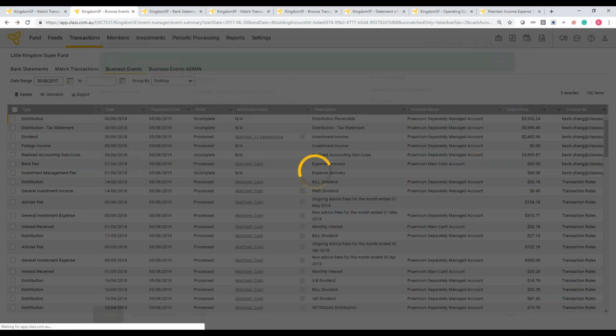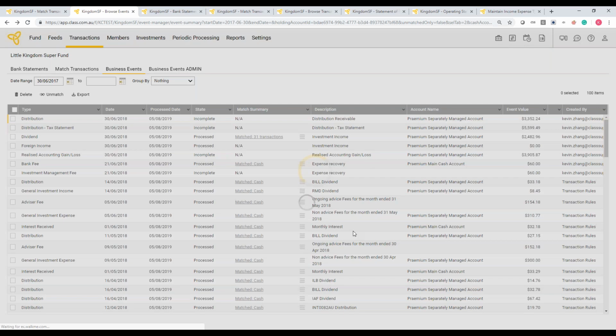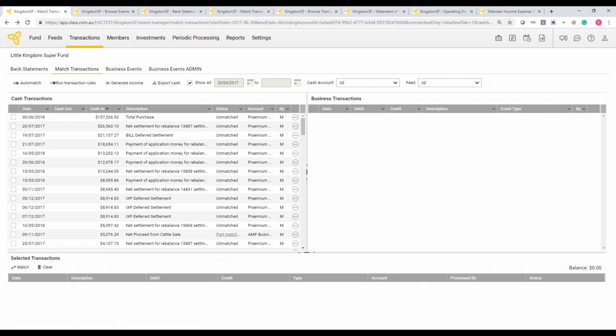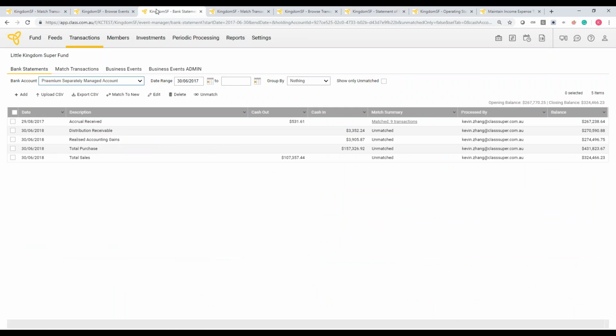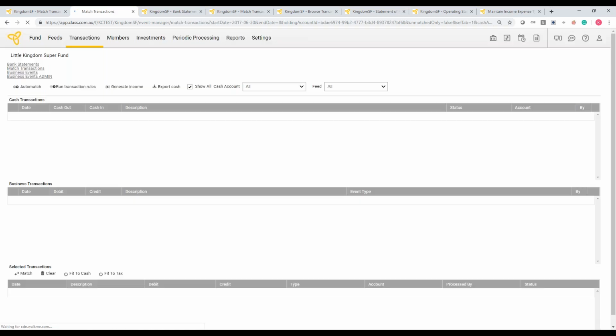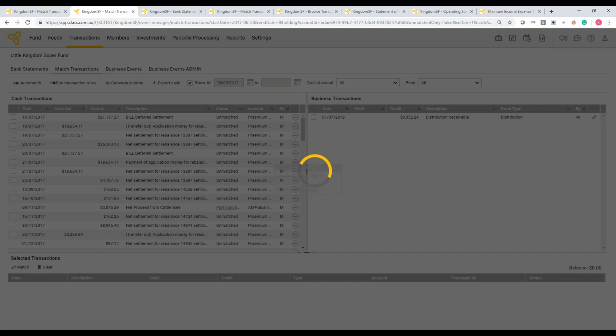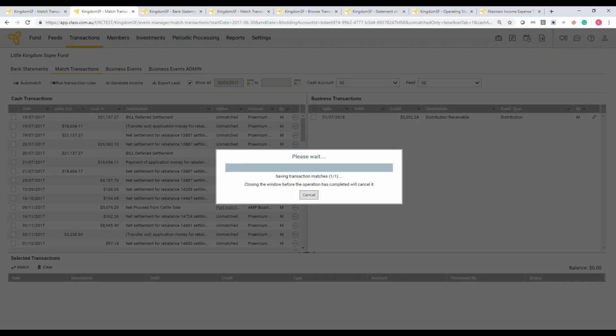Now, the other thing you should do is, for the one-line wrap account, you also need to book that accrual for 3352.24 to indicate you bump the portfolio value for that income. And then you can go to make transactions and click auto match. Okay, save. All right, we've dealt with distributions.